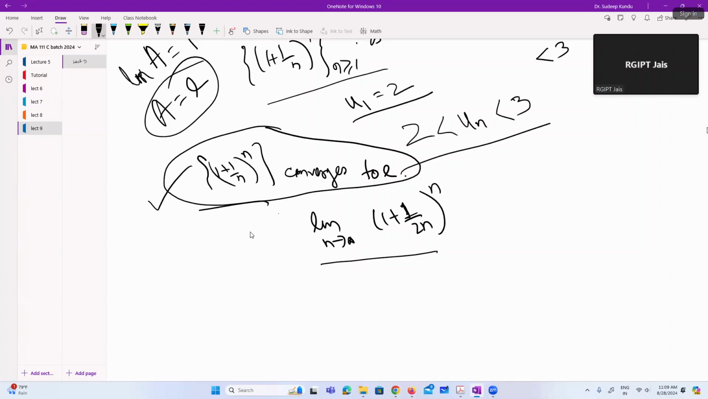You understood my question? Suppose we know that (1 plus 1 by n) to the power n converges to e. Using this, I will show where the sequence (1 plus 1 by 2n) to the power n will converge. The answer is e to the power half, but how will we show it? You have to use only this one.